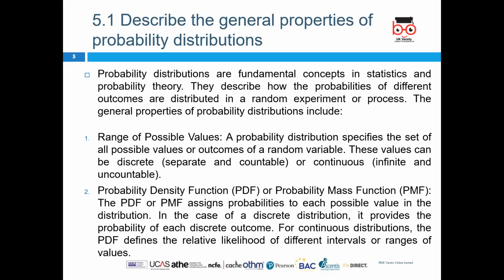Now the first one we start with is: what are the general properties of probability distributions? Probability distributions are fundamental concepts in statistics and probability theory. They describe how the probabilities of different outcomes are distributed in a random experiment or process. The general properties may include a range of possible values, which, for example, for a test score could be from 0 to 100. It specifies the range of all possible values. These values can be discrete, separate and countable, or continuous, infinite and uncountable.